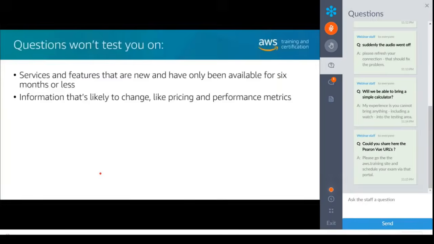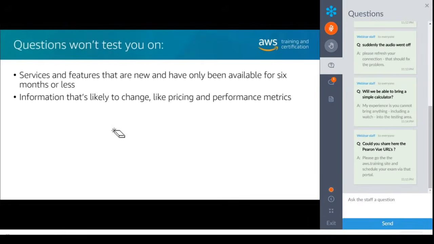So, questions that we won't test you on. We're not going to test you on services or features that have only been available for 6 months or less, or any information that's likely to change. So if you just read a new blog entry from Jeff Barr, or you just saw a news release in the last week, disregard that when you're answering your questions. That will not be in the test. We're talking about fairly stable information, stable ideas.